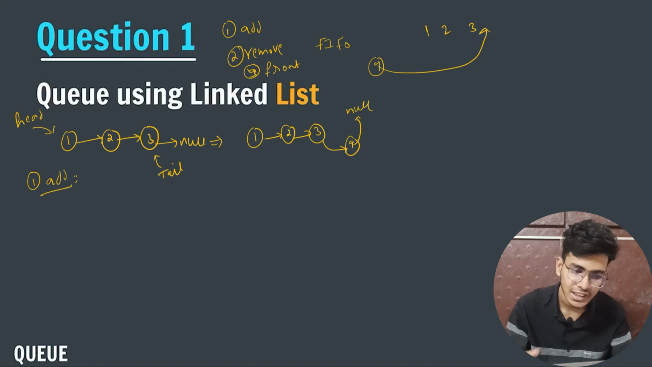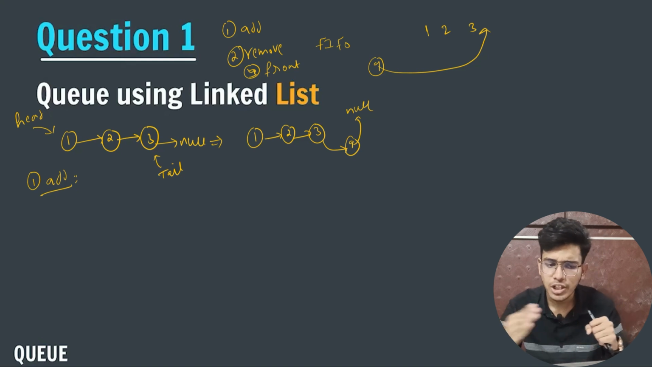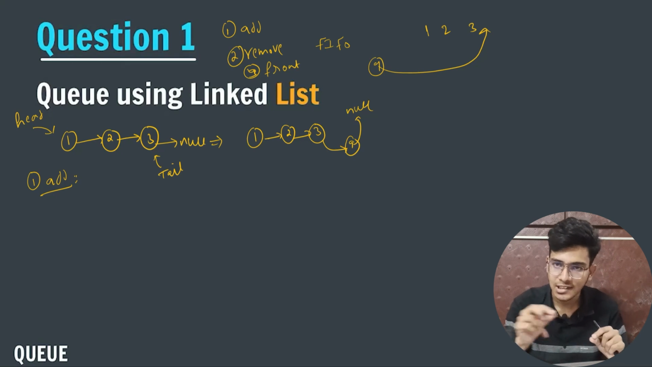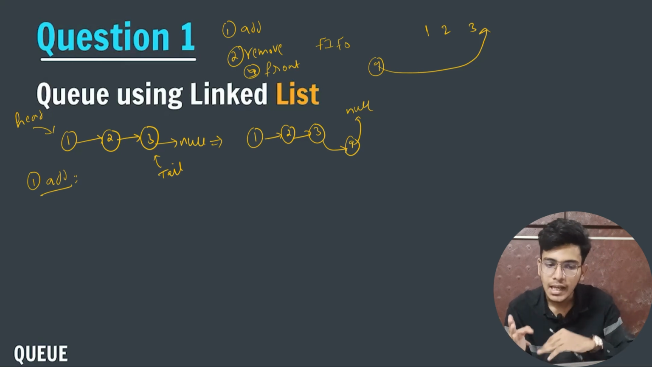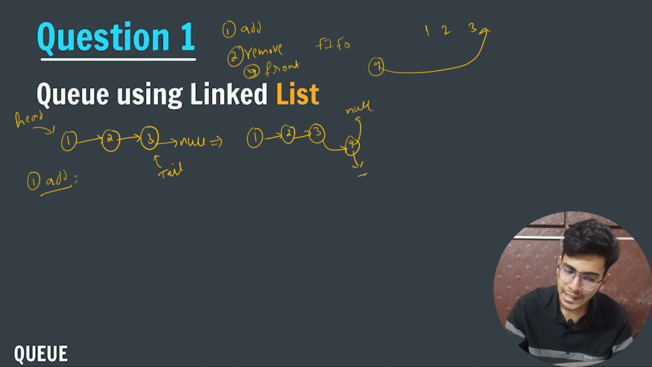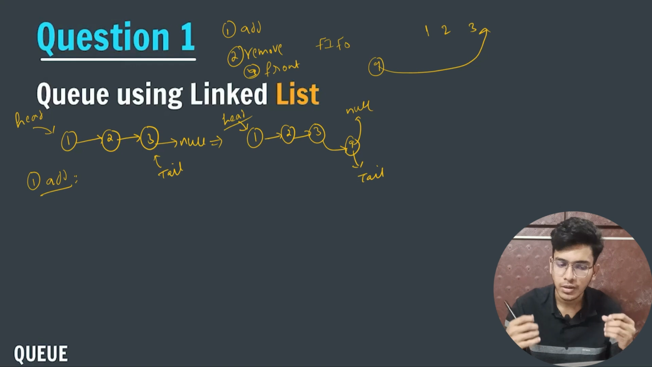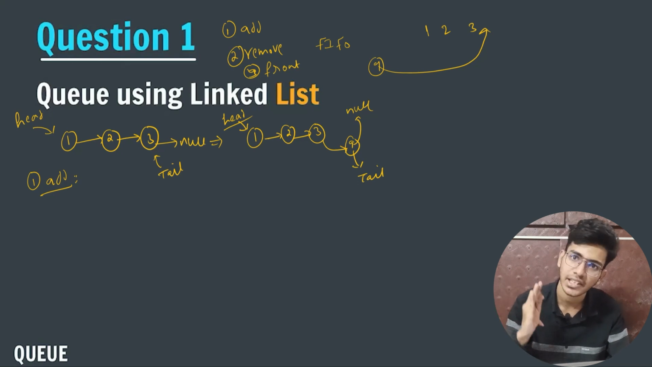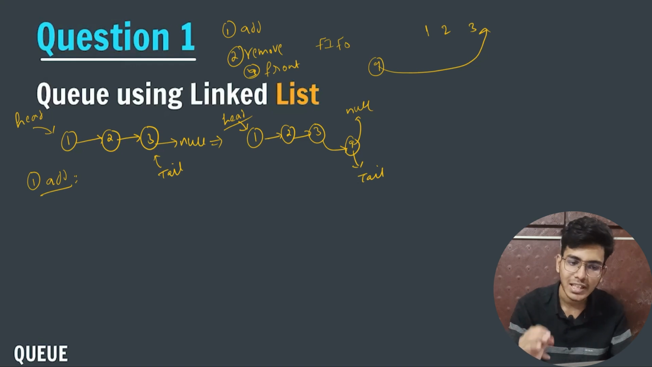First of all, we have to reach the tail. After reaching it, we can change the next reference of 3 to 9, and 9 will point to null. So my new tail will become 9, and the head will remain the same. In the add operation, while using a linked list for a queue, the only change is that the tail value will change if we are implementing our queue using a linked list.